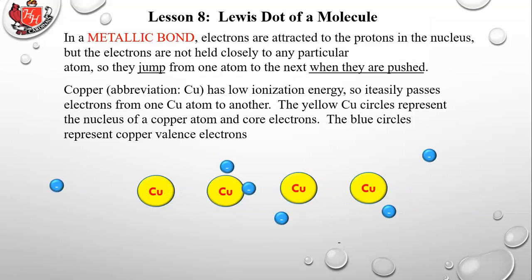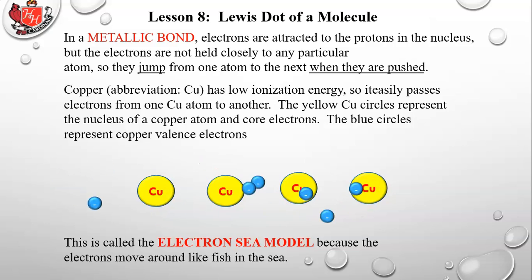The yellow copper circles represent the nucleus of the copper atom and all the core electrons. So all you're seeing buzzing around there are valence electrons. The blue circles represent copper valence electrons, okay? And this is called the electron sea model because the electrons move like fish in a sea. Or else it's like I said earlier, it's like frogs jumping from one lily pad to another. But they don't call it the frog lily pad model. They call it the electron sea model because they're just swimming around like fish, and they're pretty free to move in between any of those copper atoms. They just freely jump between them like that.